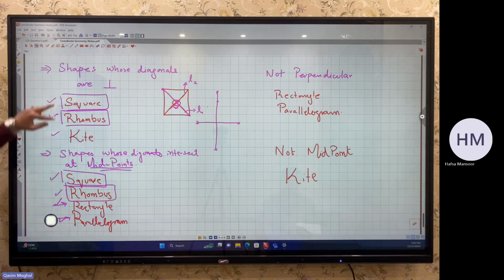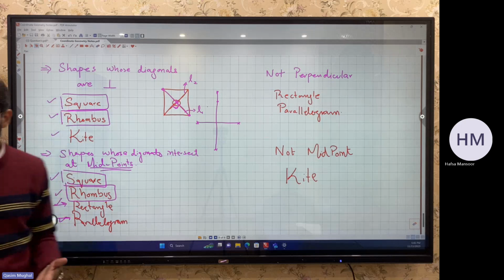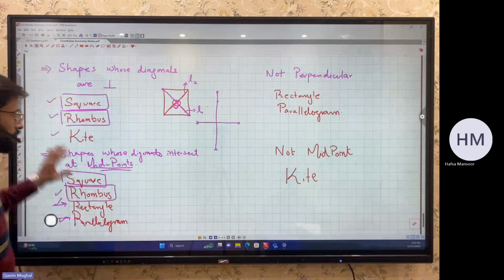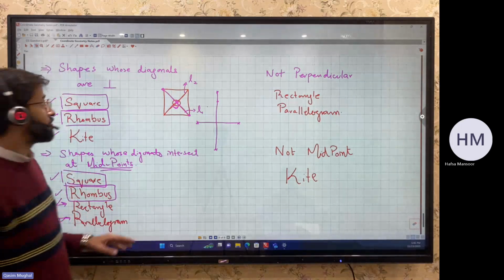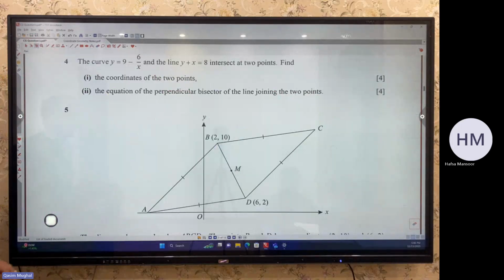अब ये स्क्वायर और रोम्बस दो ऐसी शेप्स हैं, ये परपेंडिकुलर भी है और मिड पॉइंट पे भी इंटरसेक्ट करते हैं। तो इसका मतलब है इनके जो डायगोनल्स होंगे दे विल बी परपेंडिकुलर बाइसेक्टर ऑफ ईच अदर. तो ये थोड़ी एक अच्छी इंफॉर्मेशन है, इससे काफी आसानी हो जाती है आपके क्वेश्चंस को अटेम्प्ट करने में.